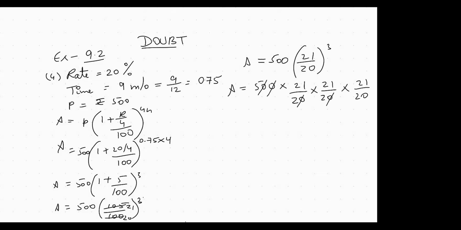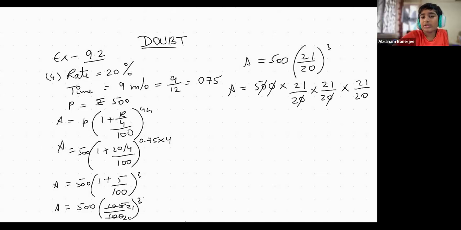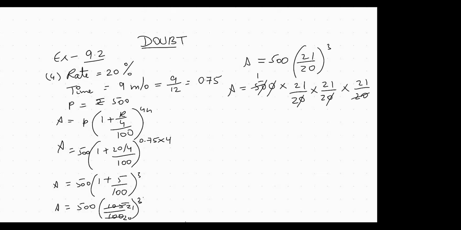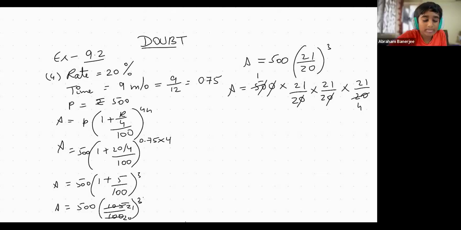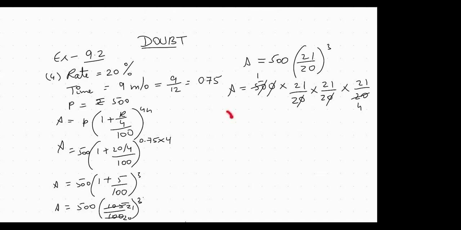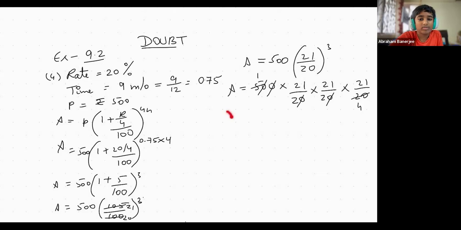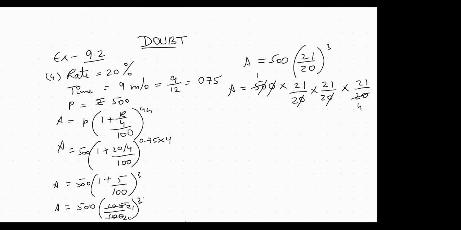Ma'am, I have a question. Why are we not using 21 upon 20 three times? I have written it 3 times because it is raised to the power 3. Yes, ma'am. Now amount equals multiply 21 into 21 into 21.